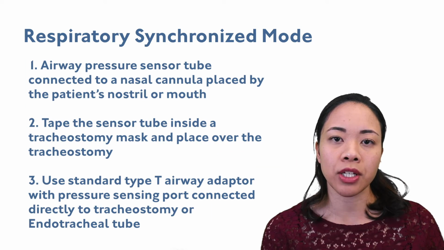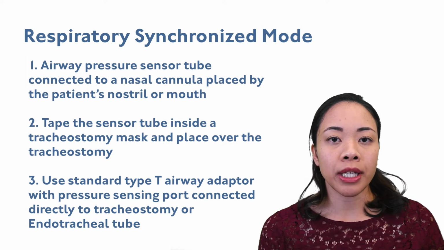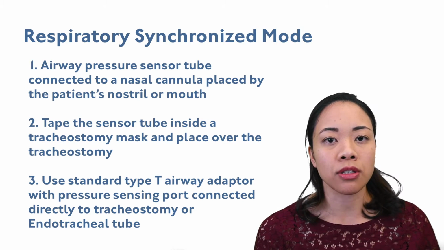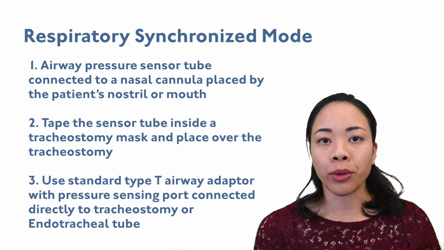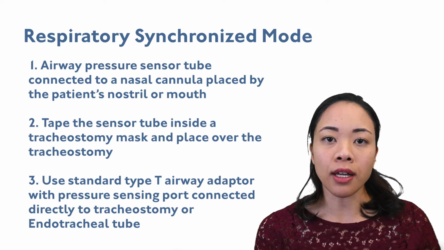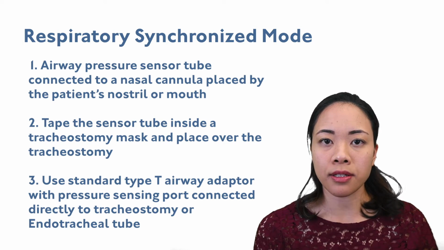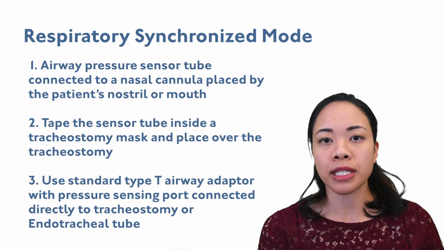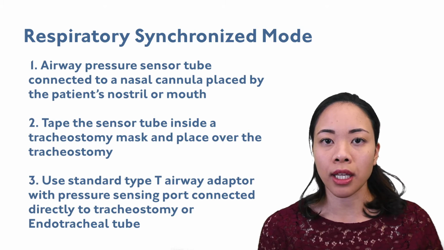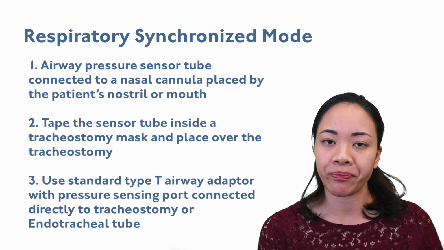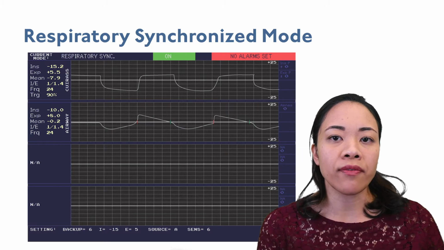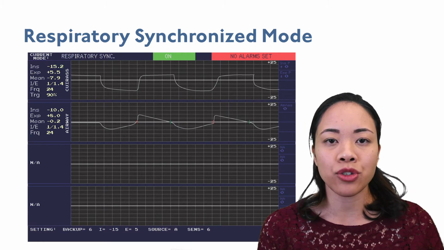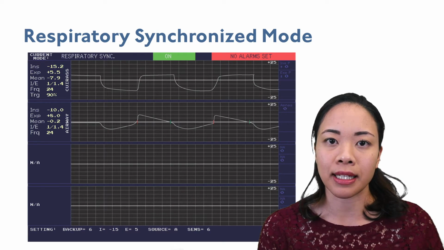Airway triggering can be achieved by either putting the airway pressure sensor tube in a nasal cannula and placing it in the patient's nostril or mouth. Another way is to tape the sensor tube inside a tracheostomy mask and place it over the tracheostomy. Or you could use a standard type T airway adapter with pressure sensing port connected directly to the tracheostomy or endotracheal tube. Pressure waves on the graphic display must be visible to assure reliable and consistent triggering, as demonstrated in the screenshot image on the slide.